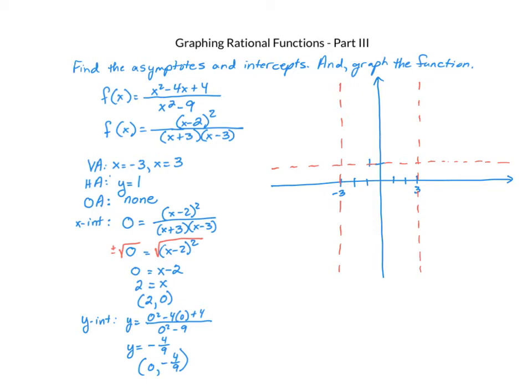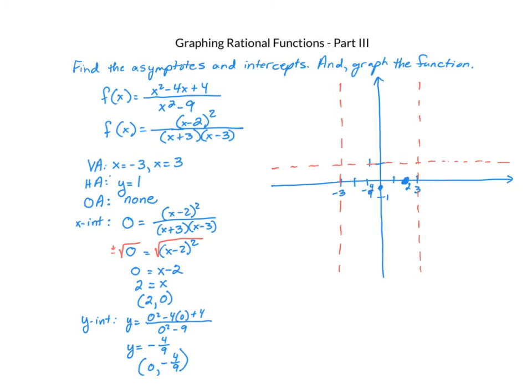But we have a little bit more to put on our grid before we start seeing what the curve will look like. We have an x-intercept at (2, 0), so let me write that right here. And we have a y-intercept at negative 4/9. That's really close to negative 1/2, so I'll put it about right here. Negative 1 would be about right here. So this is negative 4/9.